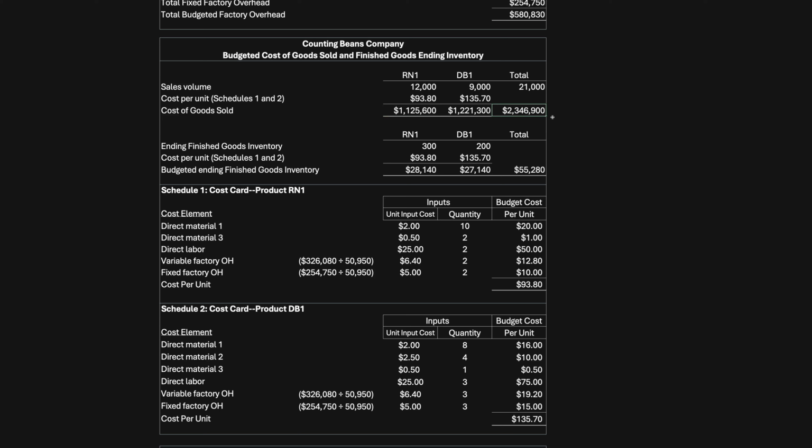Added up, we get $2,346,900. We were also given ending finished goods, or desired ending finished goods. We can multiply those by the cost per unit as well if you wanted to determine an ending finished goods inventory value.